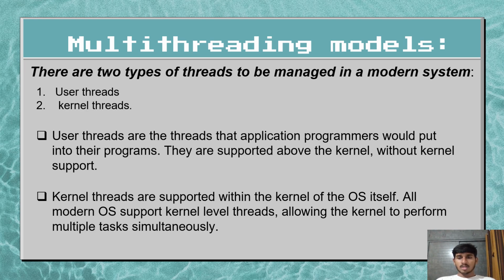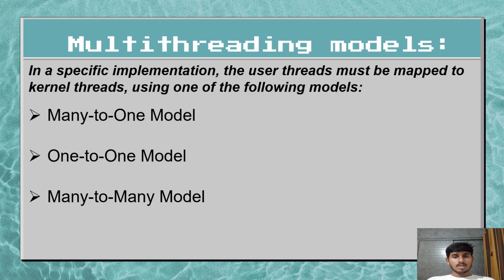In multi-threading models, there are three types, and in each type, user threads and kernel threads are manipulated differently. In a specific implementation, the user thread is mapped to the kernel thread using one of the following models. These are the three models. The first one is the many to one model, the second one is the one to one model, and the last one is the many to many model.